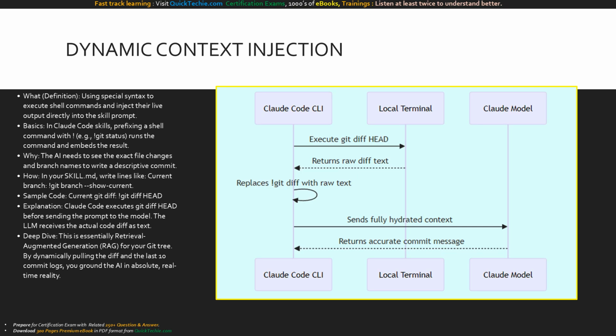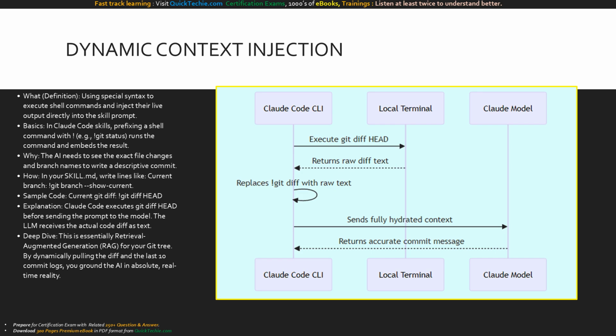Now we reach the core of context engineering, dynamic context injection. What is it? It's the ability to run shell commands and embed their live output directly into the prompt. The basics: in your skill.md, any command prefixed with an exclamation mark, like git status, is executed locally. Why is this revolutionary? Because to write a good commit, the AI must see the exact code differences. How do you do it?